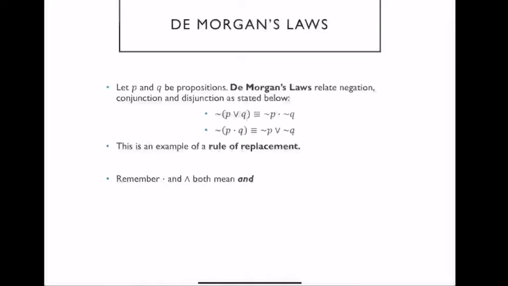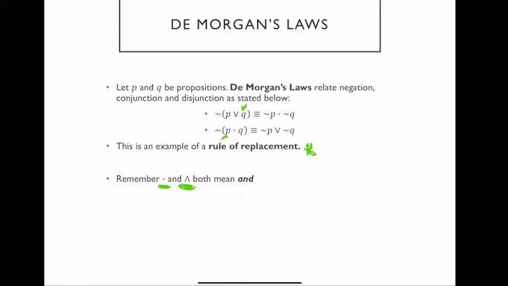So De Morgan's laws are 2 laws that are a good example of logical equivalence. These laws relate negation and conjunction and disjunction. If I have not (P or Q), that's the same as not P and not Q. If I have not (P and Q), that's the same as not P or not Q. This is an example of a rule of replacement. We're going to be talking about that a lot in sections 2.2 and 2.3.